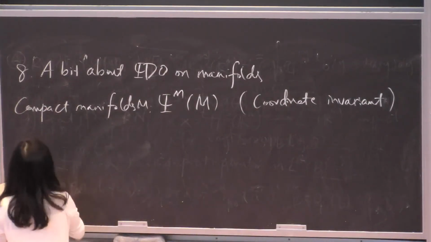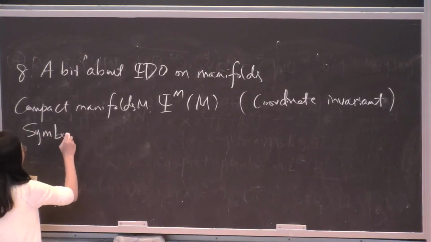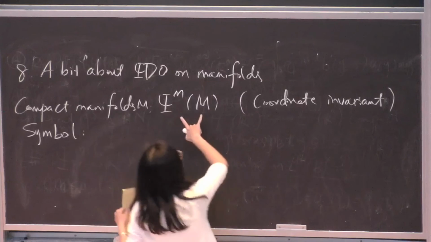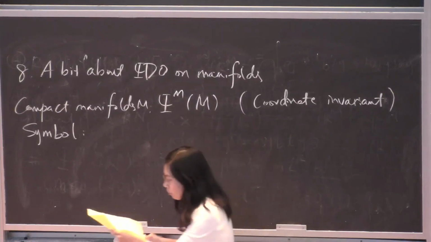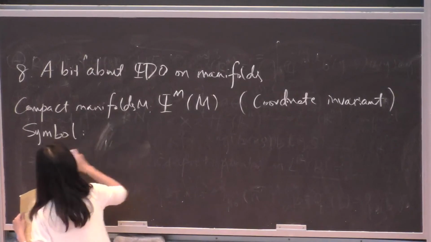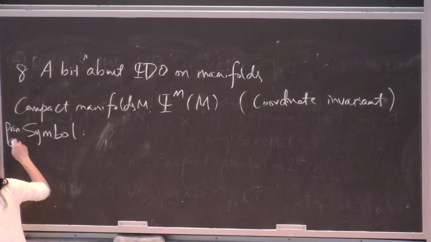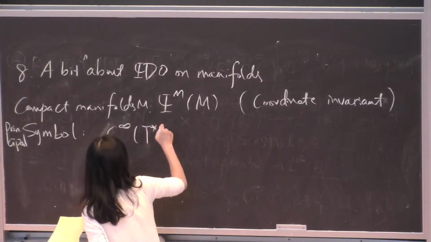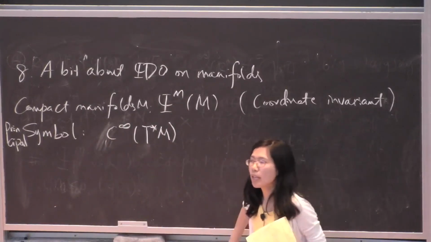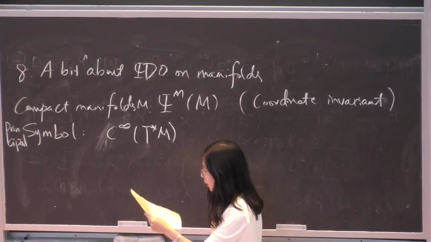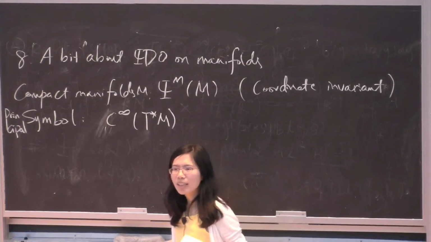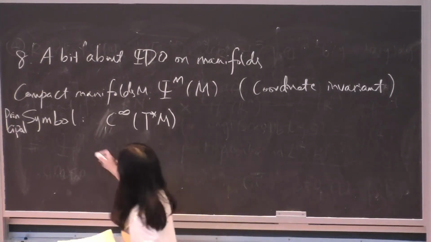But there's one thing I want to mention that's different, which is the symbol. First of all, the full symbol of a pseudo-differential operator on a compact manifold is not globally defined, because you're patching together things already. But the principal symbol, let me just write principal symbol here, is a function on T star M, on the cotangent bundle. It might seem like it's out of nowhere at this point, and I don't have time to explain this, but let me just give you a quick example.